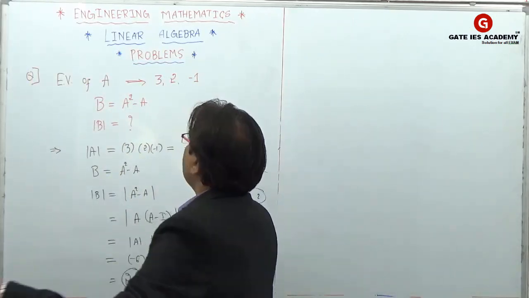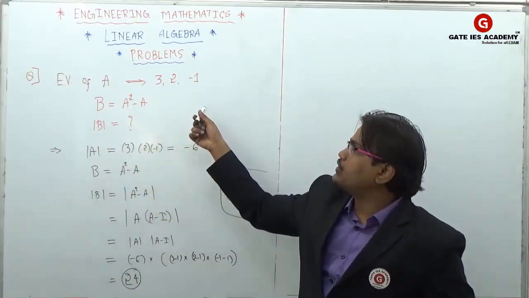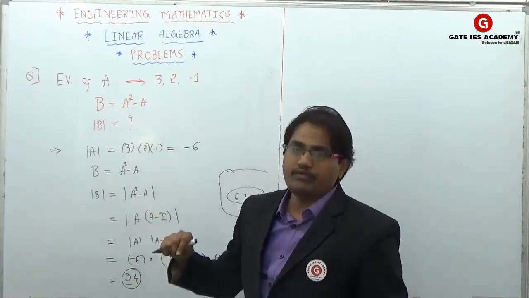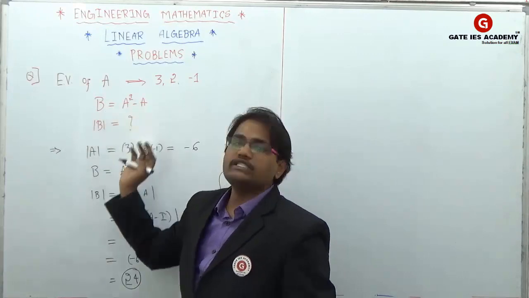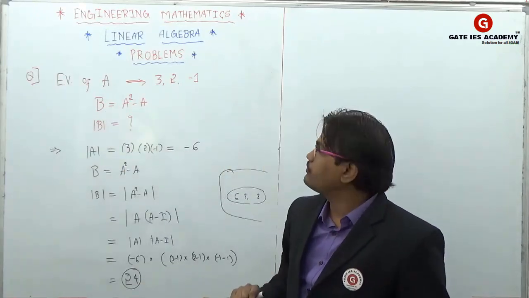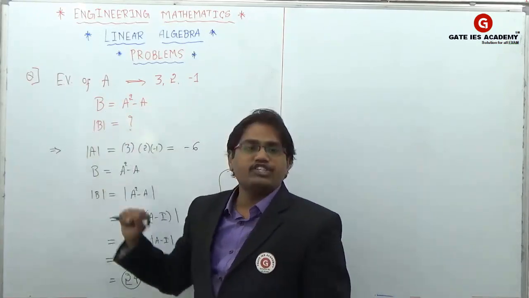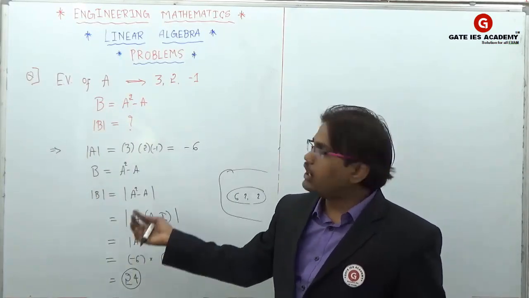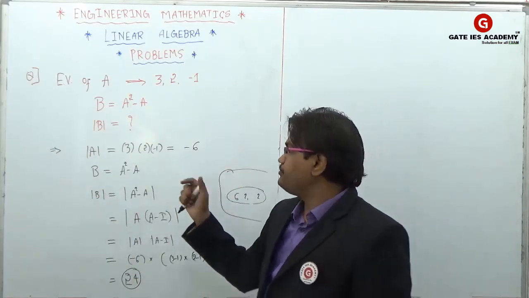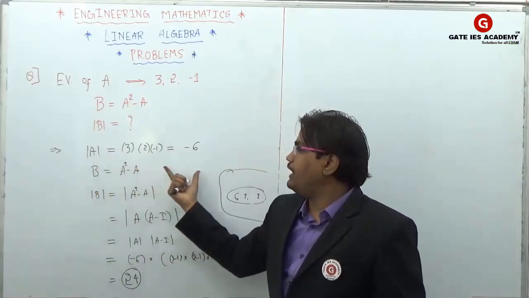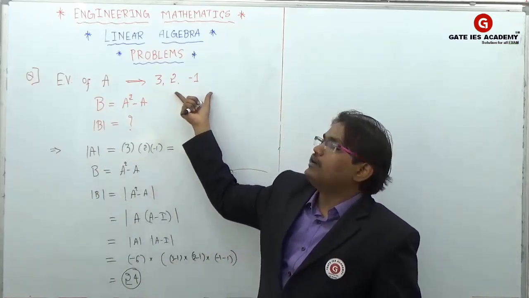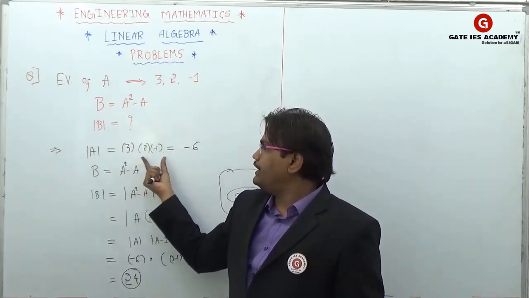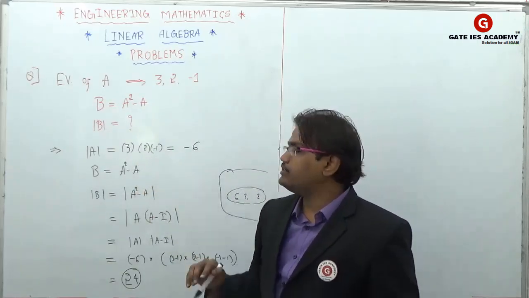So in this problem, the eigenvalues of A are given as 3, 2 and minus 1. And B is given as A square minus A. What is the value of determinant of B? Either you can follow this method or I will tell you one more easy method. So determinant of A equals what? Nothing but the product of the eigenvalues 3, 2 and minus 1, which is minus 6.